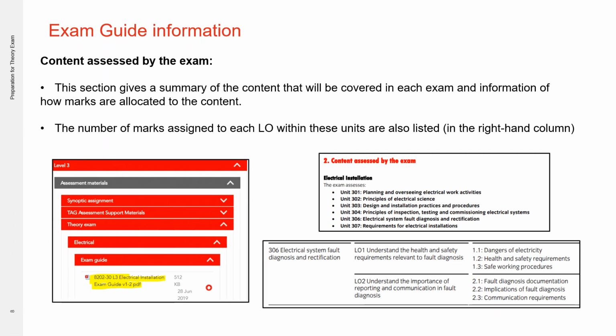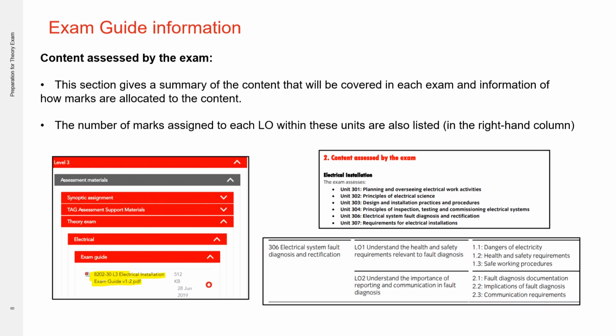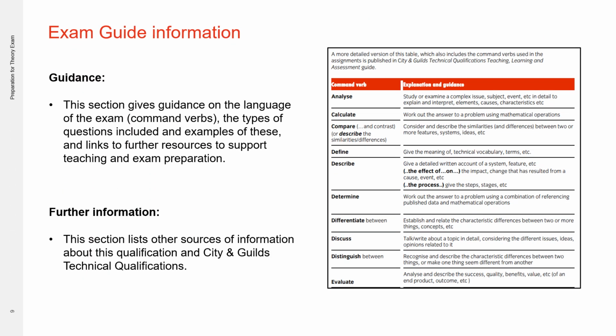Much of the information can be found in the exam guide, again found on the 8202 webpage. The guide includes which units are covered in the exam and a list of learning outcomes. The guide will show how many marks come from each section. So this is really helpful when revising and preparing learners for exams. The guidance goes into more detail, particularly the important verbs. As you can see on this slide, we have a list of verbs and their explanations. We will identify some of these in more detail a little later.